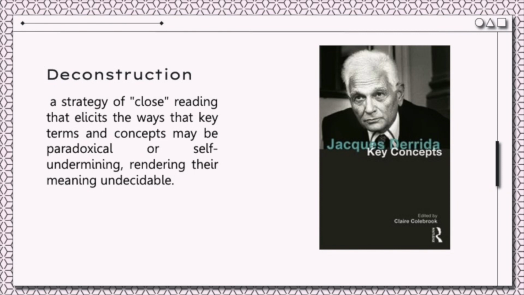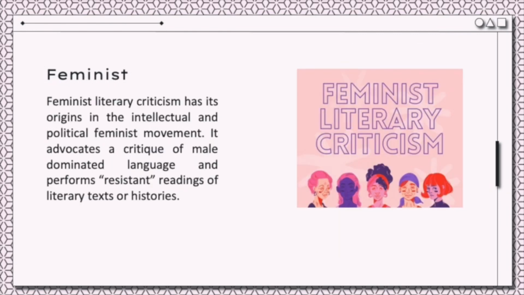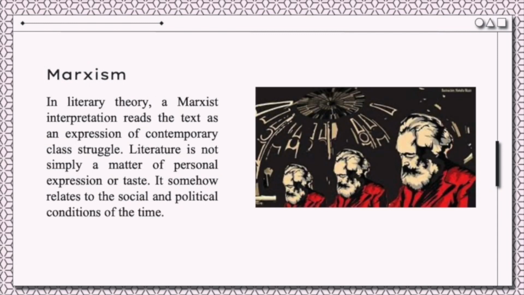2. Feminist literary criticism has its origins in the intellectual and political feminist movement. It advocates a critique of male-dominated language and performs resistant readings of literary texts or histories. One of the founders of this kind of approach was Virginia Woolf, who showed in her 1929 essay A Room of One's Own. 3. In literary theory, a Marxist interpretation reads the text as an expression of contemporary class struggle.